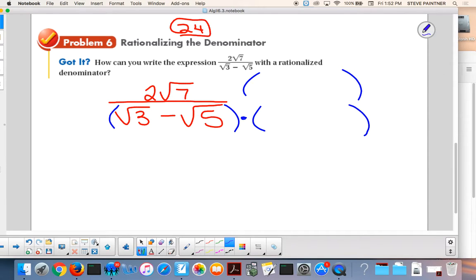Times what? What's the conjugate at the bottom? Square root of 3 what? Yes. Okay. So now, if you do this, this is where the radicals all disappear. You just have to do it. Okay? Go. Take care of the top, take care of the bottom. See what happens.